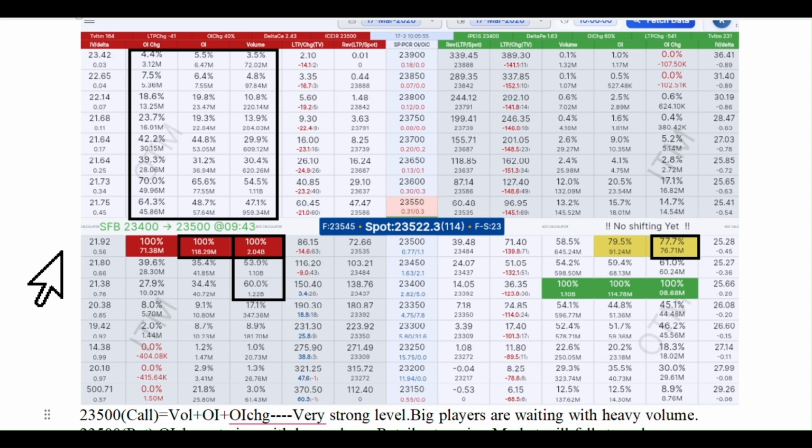Another important observation is the open interest change. The put open interest change is 76.71 million, while the call open interest change is 71.38 million. This means that fresh positions are being added faster on the put side. However, we should never interpret this number alone. It must always be analyzed together with price action, option chain structure, and market behavior before making a trading decision.